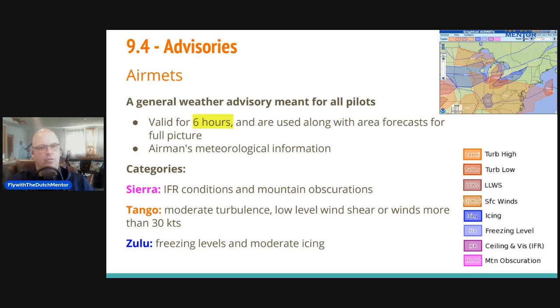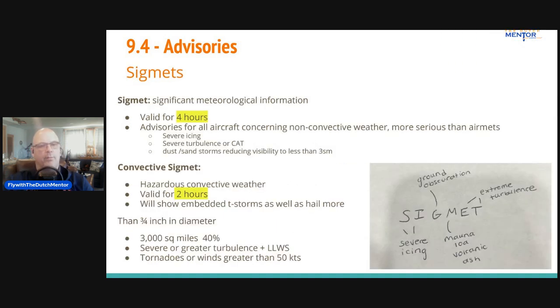Again, if you're a less than 200-hour pilot, that is not an area that you want to play in. And Zulu, meaning looking at freezing levels and moderate icing. Again, icing and helicopter flying are incompatible unless you have an aircraft that's properly prepared for that.